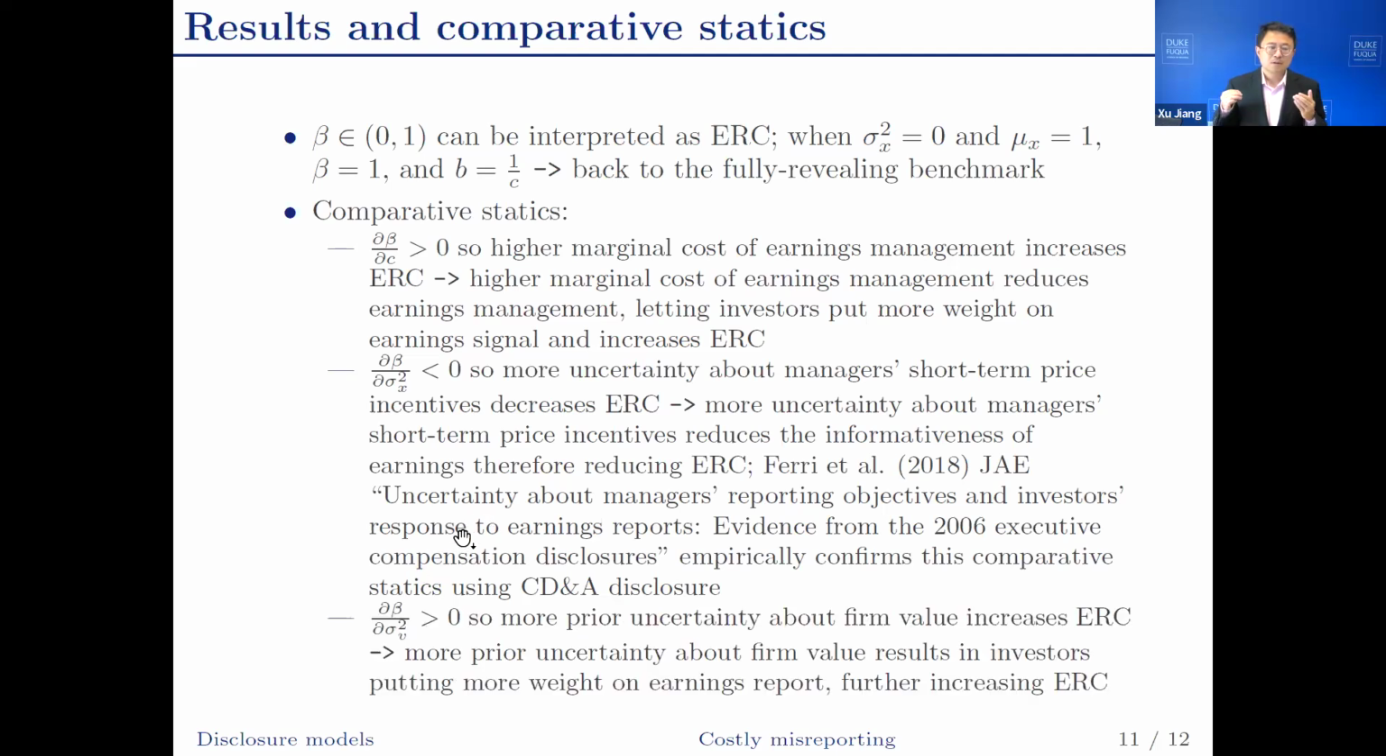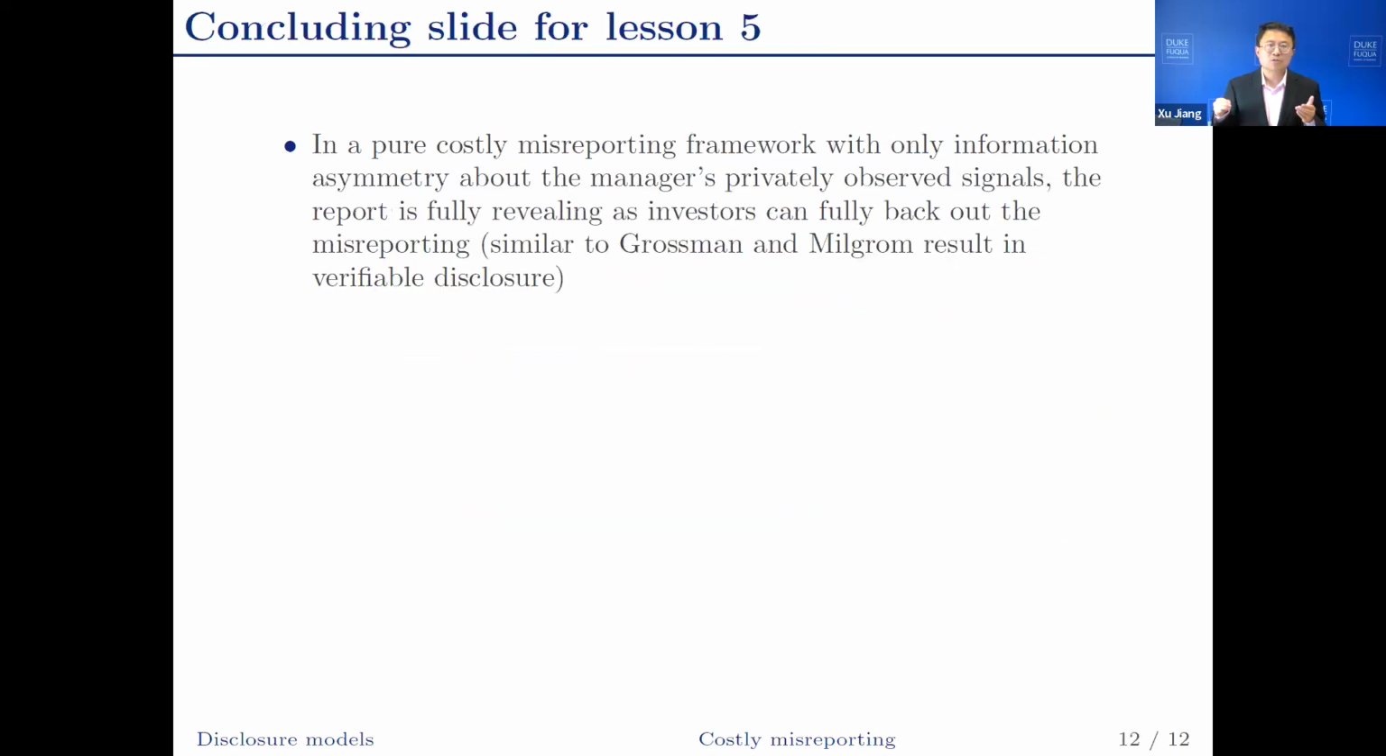2018 JAE paper. The third comparative static: more prior uncertainty about firm value increases ERC. When there is more prior uncertainty about firm value, investors are going to put more weight on the earnings report relative to the prior, and that further increases ERC. To conclude, in a pure costly misreporting framework with only information asymmetry about the firm value, but without other information asymmetry or uncertainty, you will have a fully revealing report because investors can fully back out the misreporting.